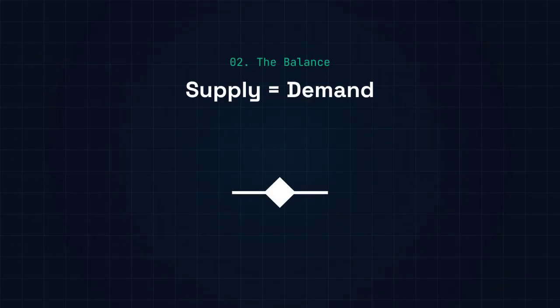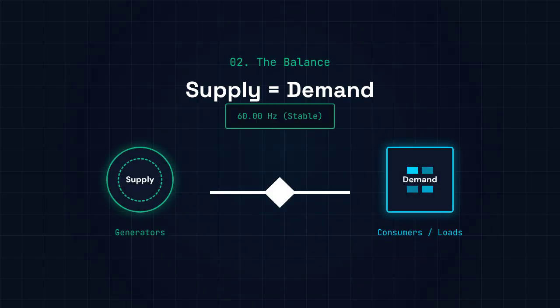The fundamental law of frequency control is balance. On one side, generators producing electrical power. On the other, consumers demanding it. When generation perfectly matches demand, frequency remains stable at nominal. This balance must be maintained at every instant, not averaged over time, but right now.